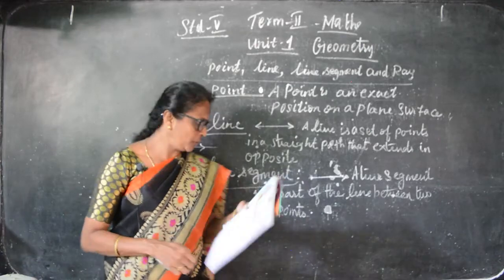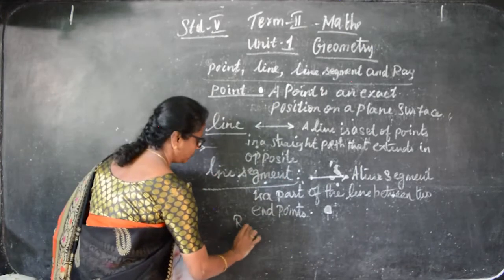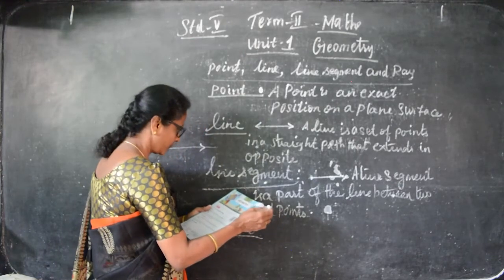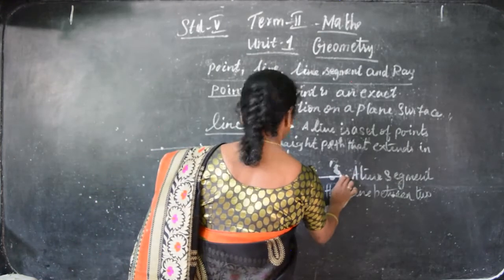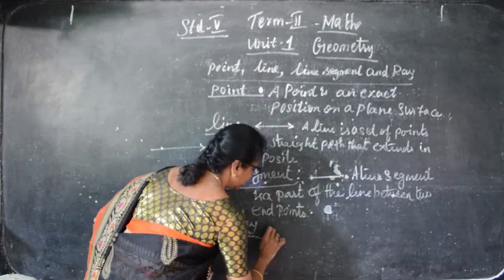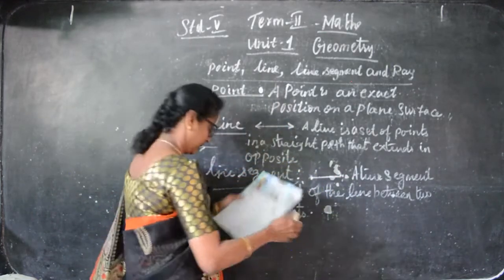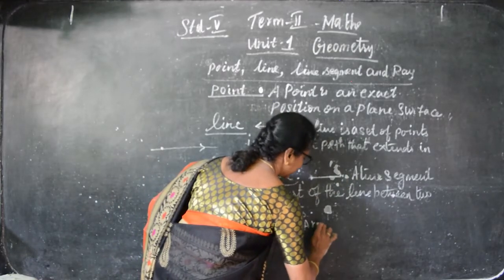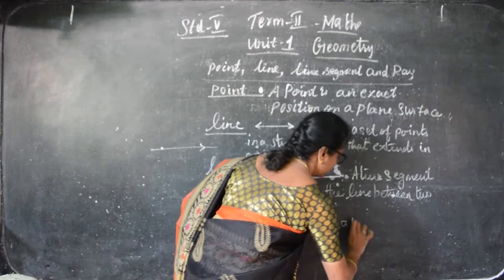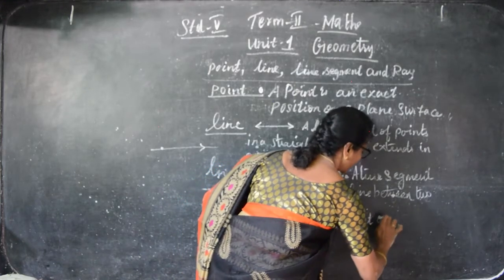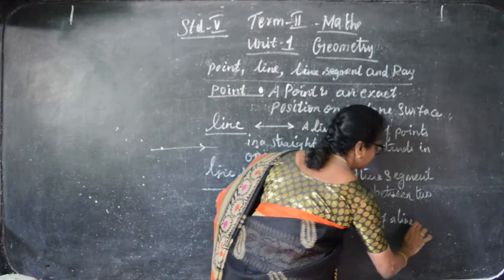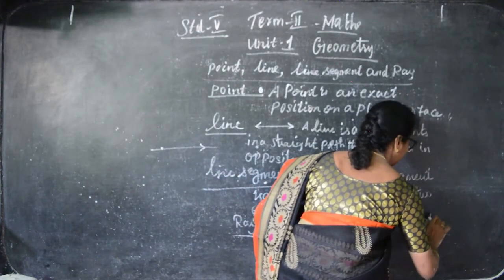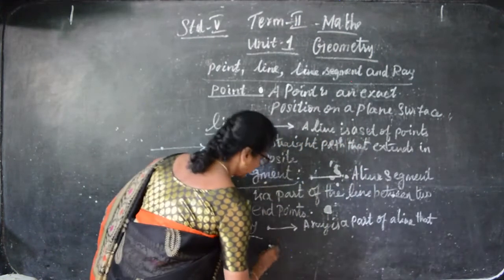Okay. And what do you mean by the ray? Ray is, this is the ray. A ray is also a part of a line that has one endpoint. A ray is a part of the line that has one endpoint.